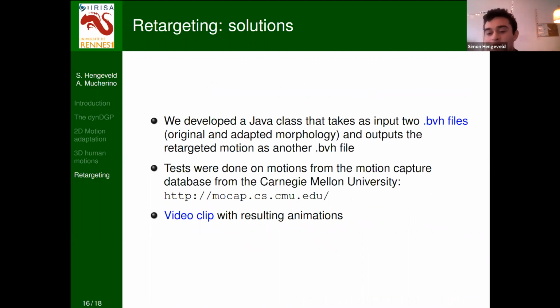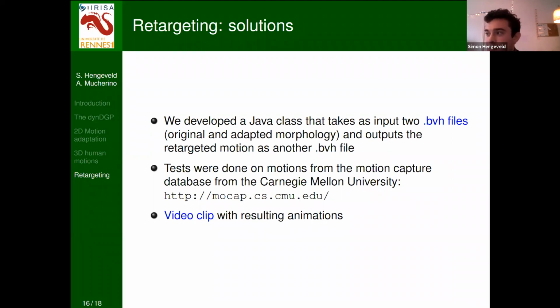We developed a Java program that takes two BVH files. A BVH file is a file that describes a human motion in the way I described before, with a list of Euler angles. This program takes two of such files as input, one file for the original motion, and one file that simply describes the adapted skeleton, but not the motion. Then it performs this motion retargeting and outputs the resulting motion as another BVH file.